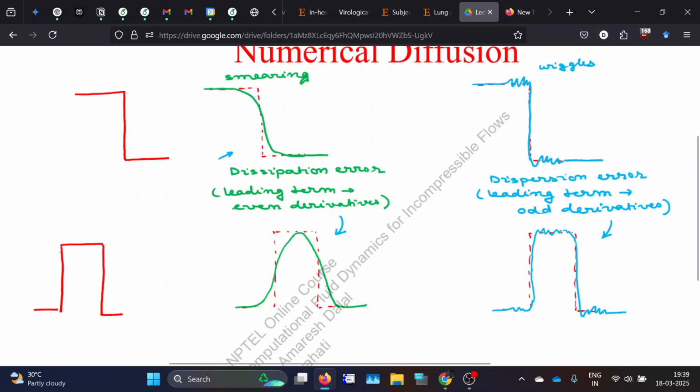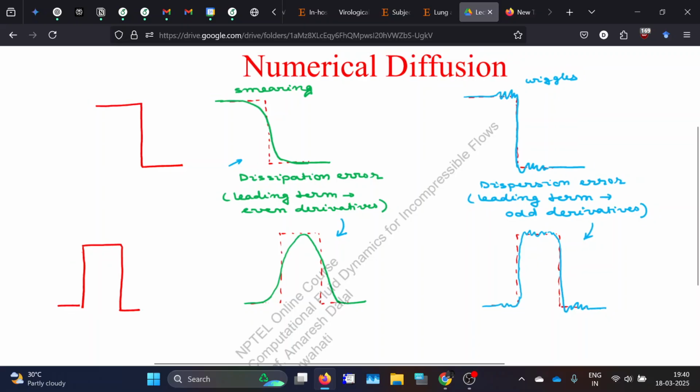So you have high concentration in one place, low concentration in the other place. There will be some diffusion, and that's exactly what happens here. So in that way, you can physically connect that one unwanted double derivative is coming, which is bringing in an effect which is like viscosity. That's where the term artificial viscosity comes from.